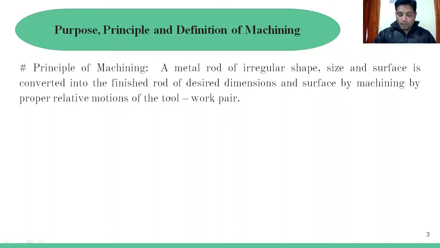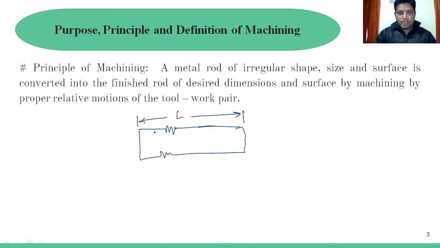Next is the principle. As I said, we are using this random shape, and then we are converting it into the required shape and size, or the dimensions, or we are providing the surface finish. So we are assuming that we have this random diameter and random length. Now we have to reduce the diameter. So if this is the rod of length capital L and capital D diameter.